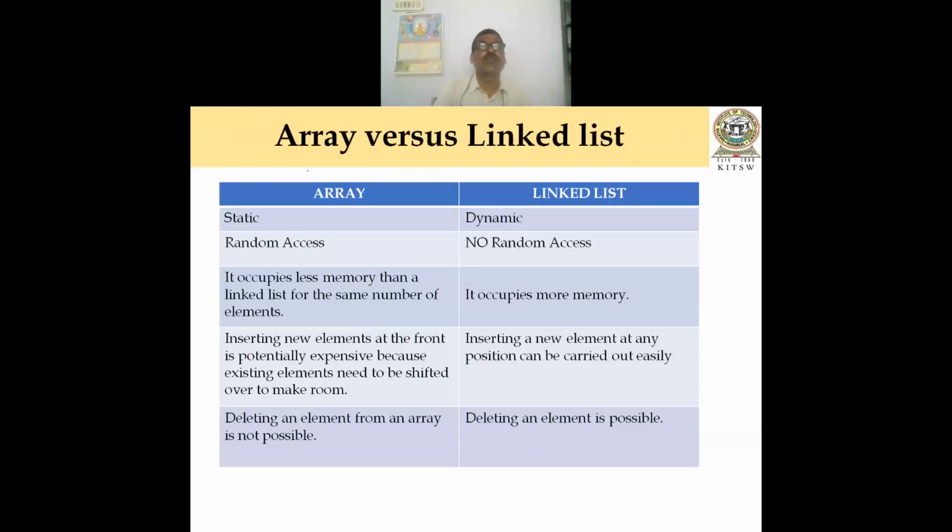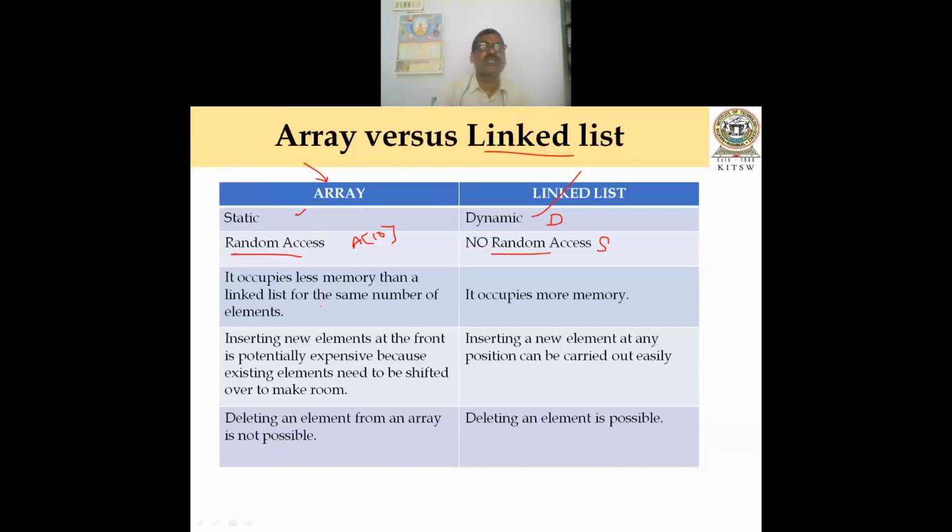This table will show you the variations between arrays and linked lists. Arrays are static, and memory allocation is done at compile time, whereas for linked lists memory is allocated dynamically using the dynamic memory allocation function. Array elements we can access randomly by specifying the array index. Suppose A of 10, if you specify that, you are accessing the 10th index location element. But in a linked list, you have to access all the elements in sequential manner only.